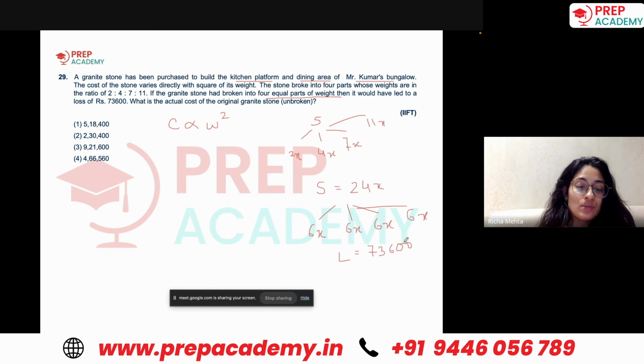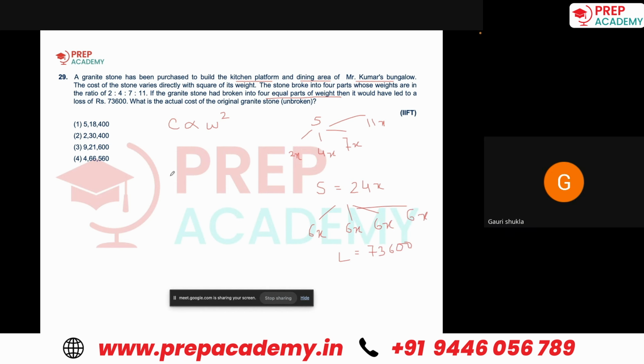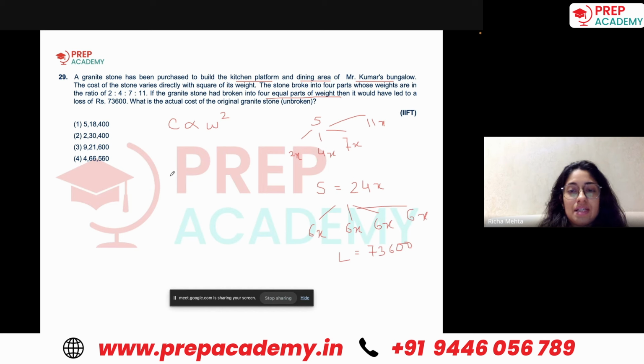Now, clearly, first thing that we need to understand is the proportionality. I have been told that cost is directly proportional to the square of weights, right? Which means for the first part which is broken, the cost would have been proportional to 4x square. Second part, the cost would have been proportional to 16x square, and so on, right? And they have said that comparing to these two, my loss would have been 73,600. So I'll have to take the difference between the total cost in both the cases. Yes, ma'am.